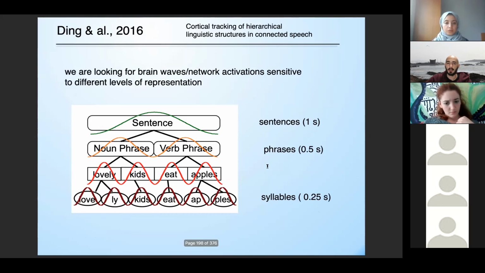Okay. So they're looking for waves or network activation which is sensitive to these different levels of representation. So if you're going to find a wave that is synchronized with the 4 hertz, this is probably going to be tuned to syllables. If you're going to find a wave that is tuned to 0.5 seconds rate, so 2 hertz, this is going to be tuned to small phrases, constituents. If you're going to find a wave that is tuned every second, that's going to be a sentence. Okay. Assuming that the only cue you get from the input is this level, anything else is made up by your brain.